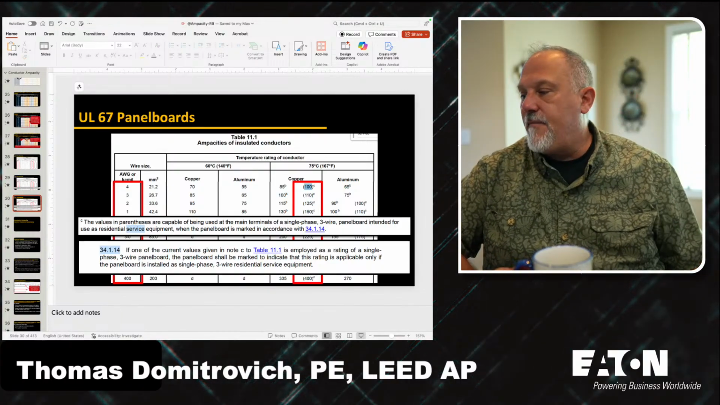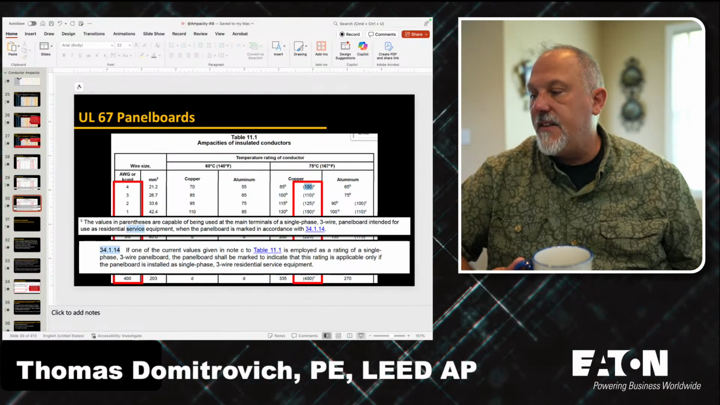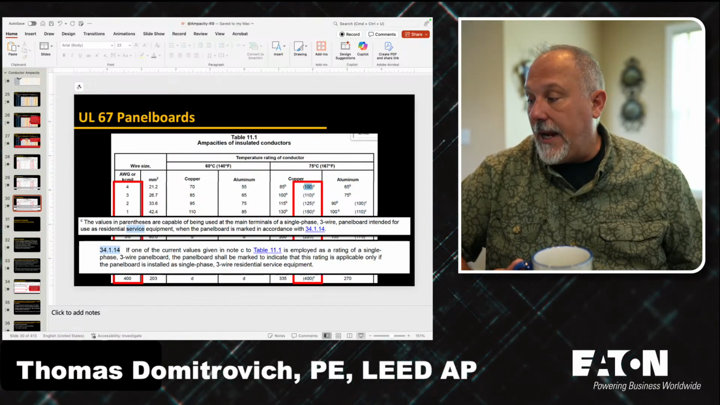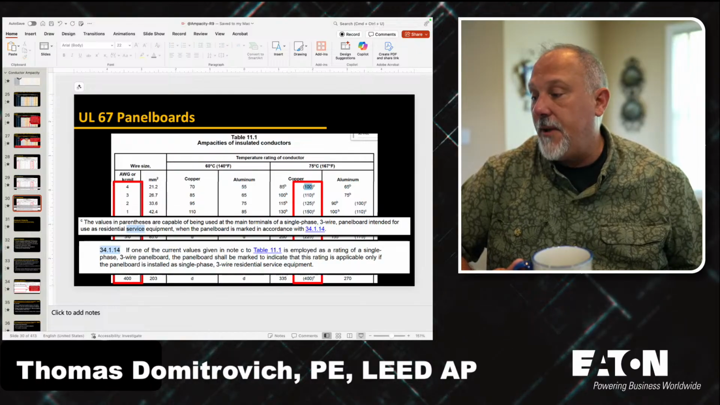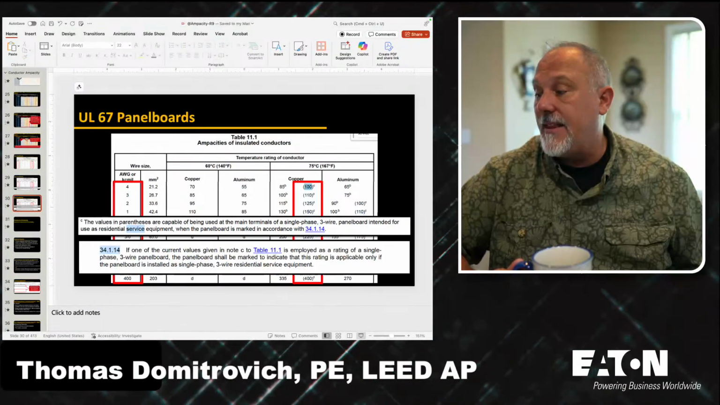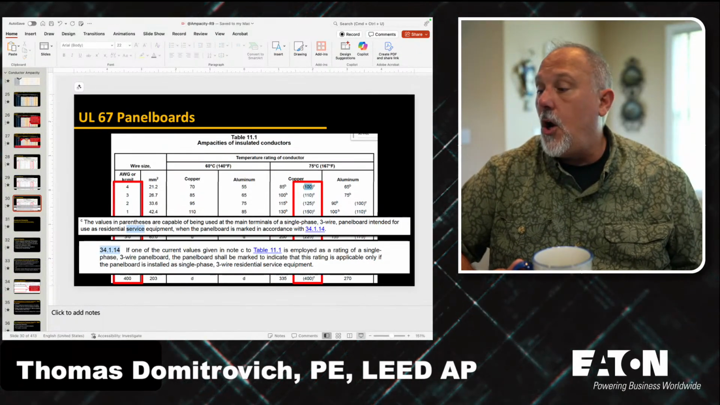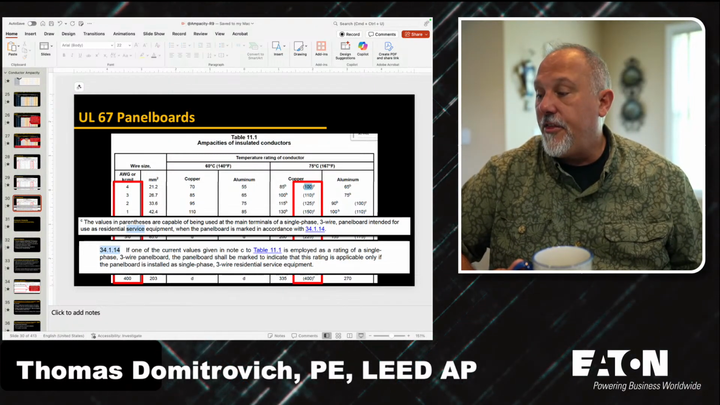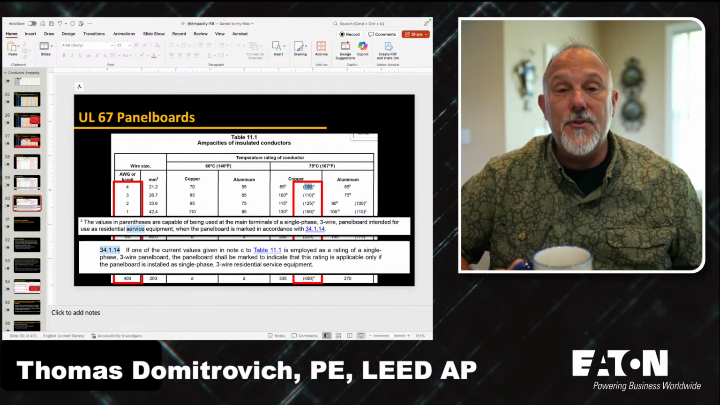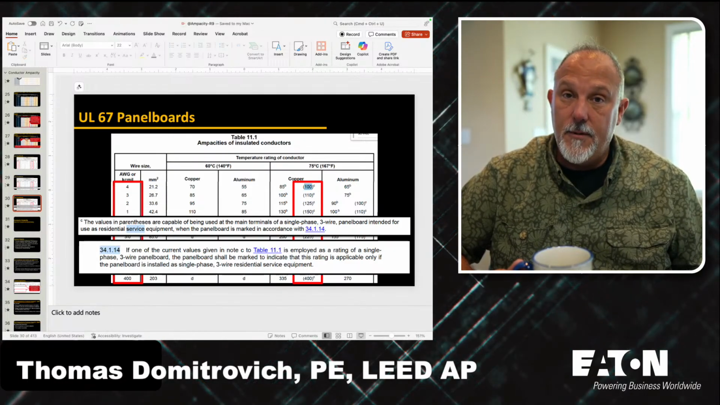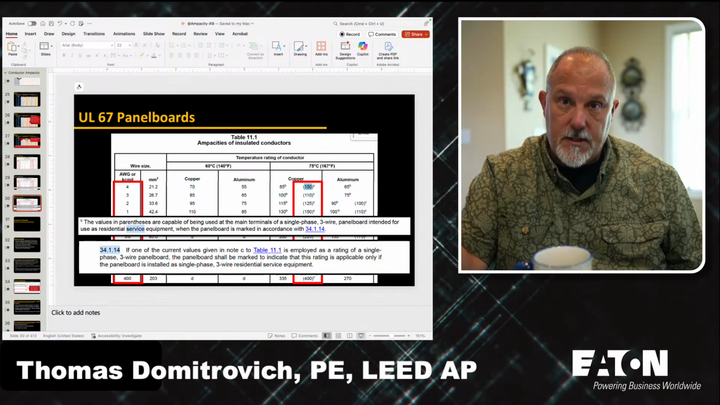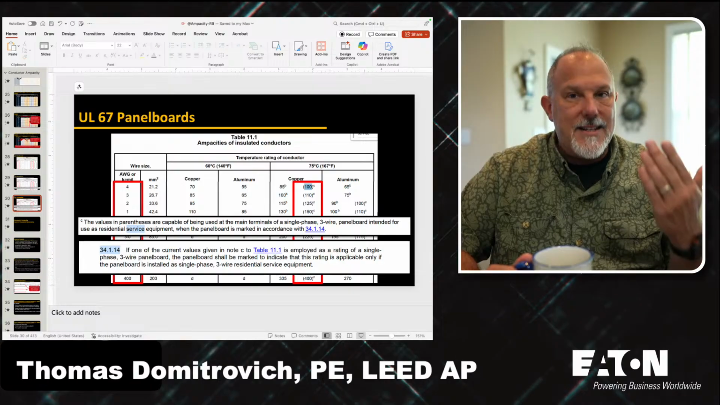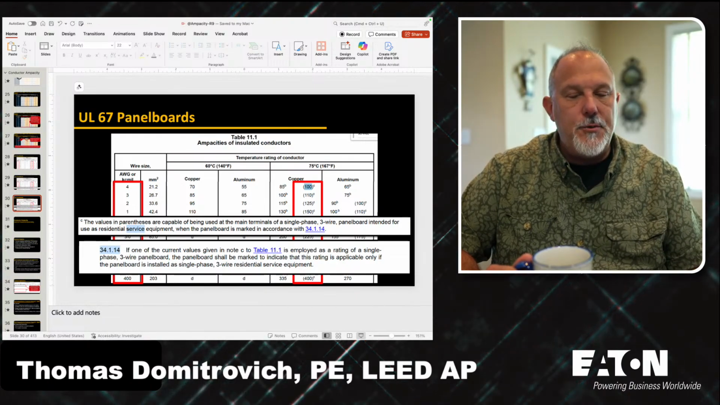And then I have my 310.14. It says, if one of the current values given in note C is employed as a rating of a single-phase 3-wire panel board, the panel board shall be marked to indicate that this rating is applicable only if the panel board is installed as a single-phase 3-wire residential service equipment. So the code requirement aligns with the standard, and that is utopia.